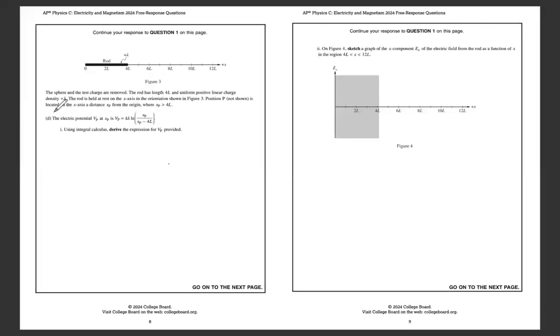You remove everything. You have the rod, and the rod is held at rest. Position P. Why would you not show position P? It's on the x-axis. Okay. All right, this is not too bad. Using integral calculus, derive the expression for V of P provided.